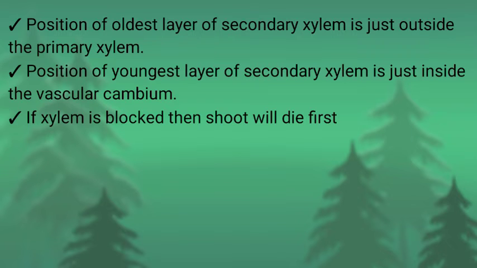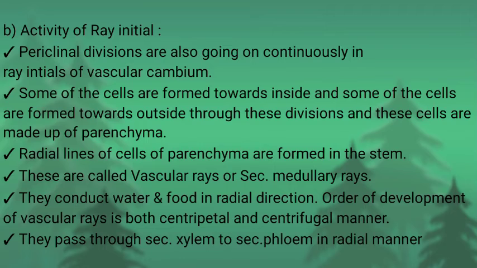Check these points carefully. We already discussed the activity of fusiform initials. Now the activity of ray initials. Periclinal divisions also go on continuously in the ray initials of the vascular cambium. Some cells are formed towards the inside and some towards the outside through these divisions, and these cells are made up of parenchyma. Radial lines of parenchyma cells are formed in the stem. These are called vascular rays or secondary medullary rays.